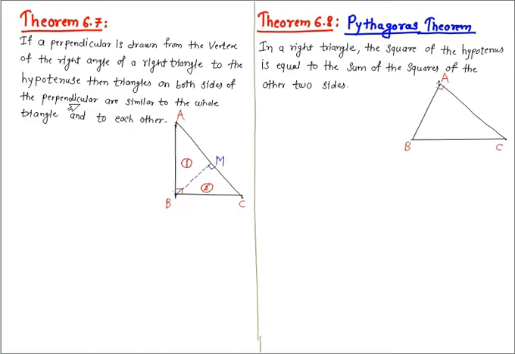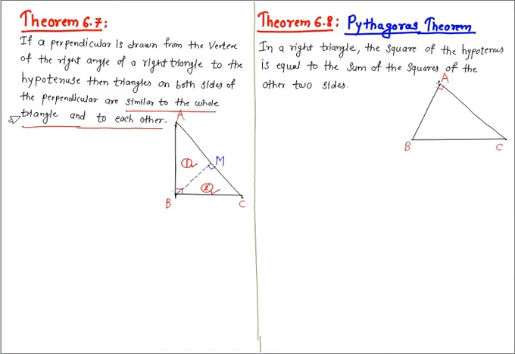So we need to prove these two triangles, triangle AMB and triangle CMB, are similar to the whole triangle, that is triangle ABC. So if you read the statement properly, it is written that similar to whole triangle and to each other. That means we have to prove this first triangle AMB similar to the whole triangle ABC. Also, we need to prove this second triangle CMB similar to whole triangle ABC. And also we need to prove these two triangles AMB and triangle CMB are similar.